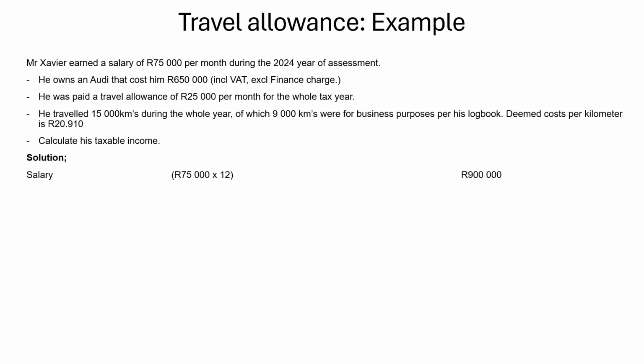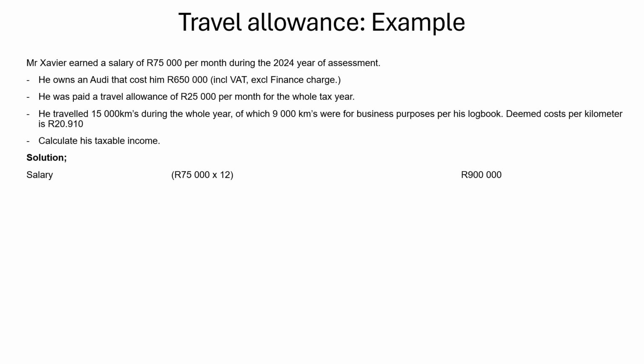Example 1: Mr. Xavier earned a salary of 75,000 Rand per month during the 2024 year of assessment. He owns an Audi that cost him 650,000 Rand, inclusive of VAT, exclusive of finance charge. He was paid a travel allowance of 25,000 Rand per month for the whole tax year. He traveled 15,000 kilometers during the whole year, of which 9,000 kilometers were for business purposes per his logbook. Deemed costs per kilometer is 20 Rand 910 cents. Calculate his taxable income. Solution.